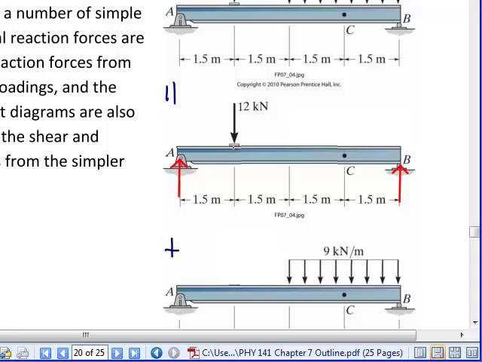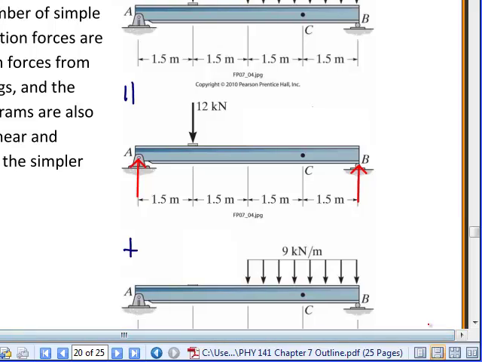Right. Okay, so if we do, how much room have I got here? Not a lot. If I do moment about A, then I'd have negative 12 kilonewtons times 1.5 meters plus By times 6 meters equals 0. So from that, we could easily figure out By is going to be 1/4 of the 12 kilonewtons. So that would be 3 kilonewtons.